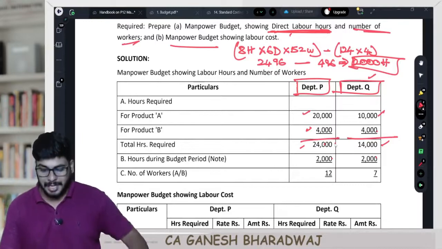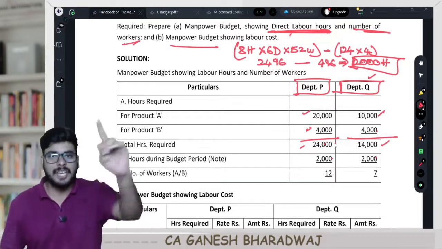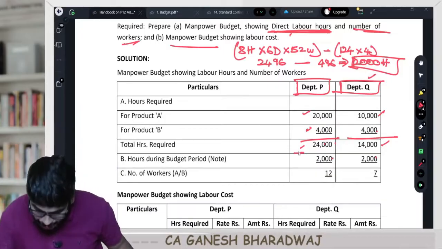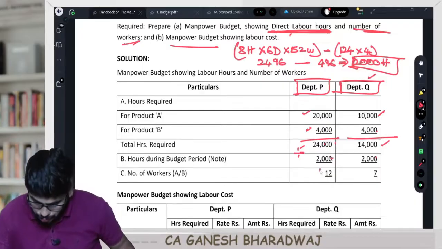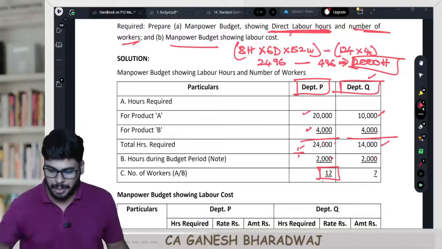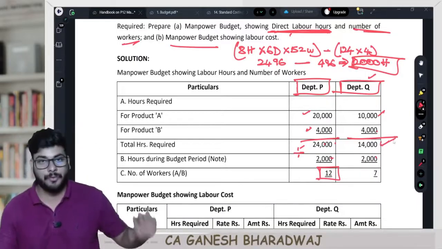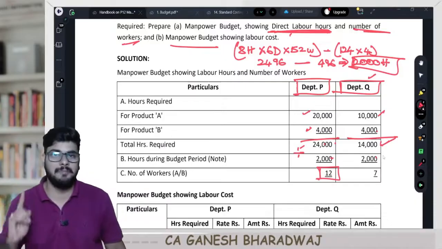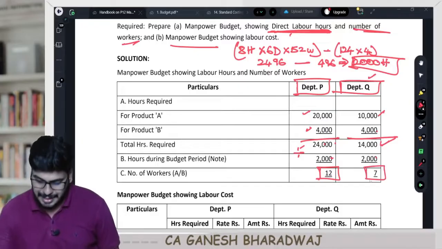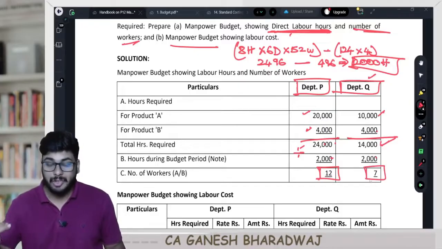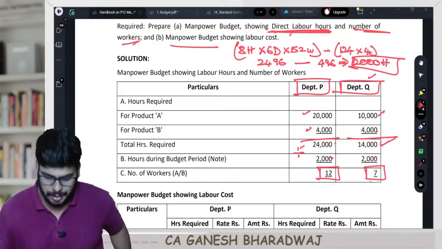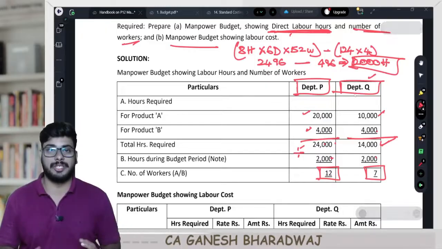In department P, I need a total of 24,000 man hours. If I hire one guy, he will work for 2000 hours, which means how many workers do I need to hire? So 24,000 divided by 2000, it's going to be 12 workers. I need to hire 12 workers in department P. Are you clear with this? Similarly, in department Q, I need a total of 14,000 man hours, but if I hire one person, he will be able to work for how many hours? 2000 hours. So 14,000 divided by 2000, it's going to be 7 workers. Are you clear with this? So with this, we have also arrived at the total number of workers required. Clear with this, guys?